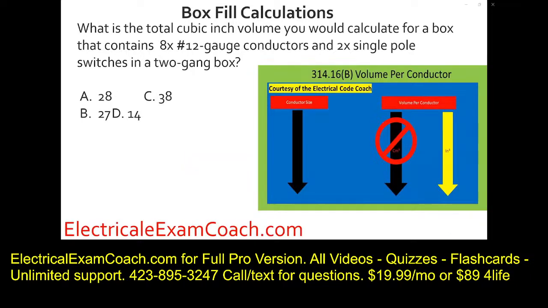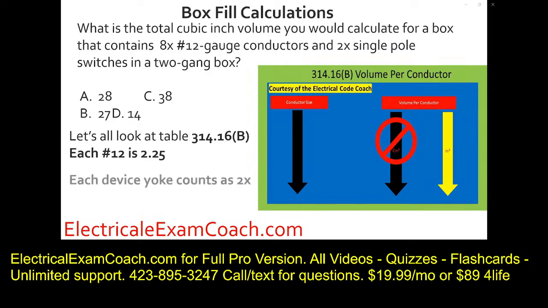What is the total cubic inch volume you would calculate for a box that contains 8 number 12 gauge conductors and 2 single pole switches in a 2-gang box? We look at 314.16(B). We know that each number 12 is 2.25. Let's go ahead and count our conductors. Each device yoke counts as 2 based off of whatever wire is terminating to the device.